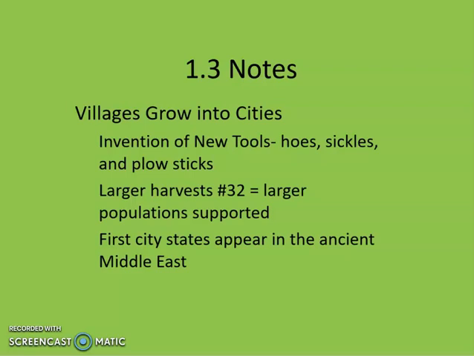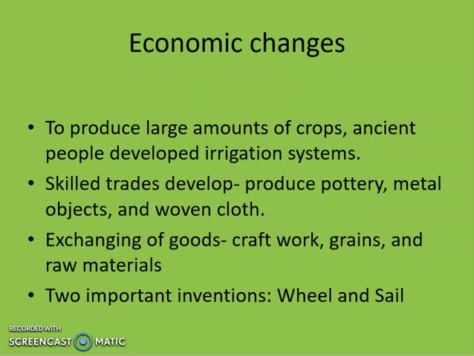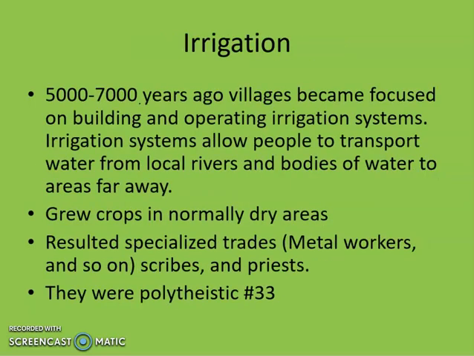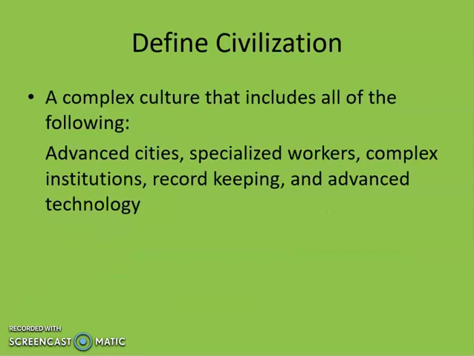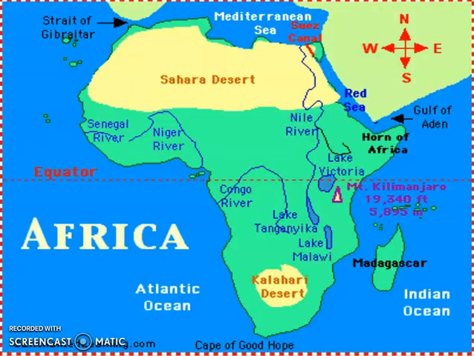It's very difficult. Number 32, why did cities come into existence like Ur? Larger harvests. As the economy changed, skilled workers developed. Okay, number 33, they also worshipped multiple gods. They were called polytheistic. Down at the bottom for number 33. All right, we already looked at this slide. And finally, guys, you got to know where the Sahara Desert is, the Kalahari, and the Nile River. That's the only 3.